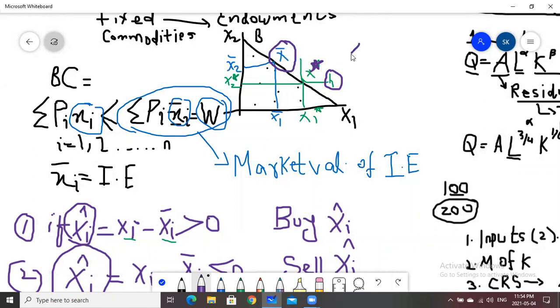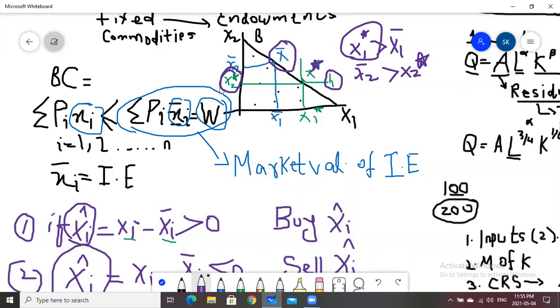Therefore, over here we can see that X1 star is greater than X1 bar, and X2 bar is greater than X2 star. What is happening over here is that this new point is showing us that the X1 star, the value of this good consumed, is greater than X1 bar, and X2 bar is greater than X2 star. The consumer is maximizing the utility by selling commodity 2.